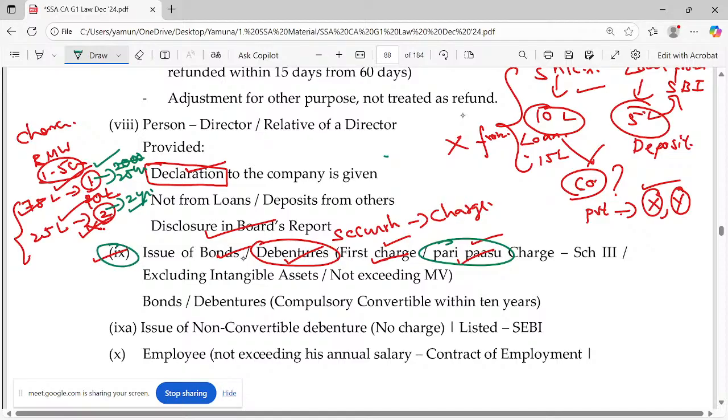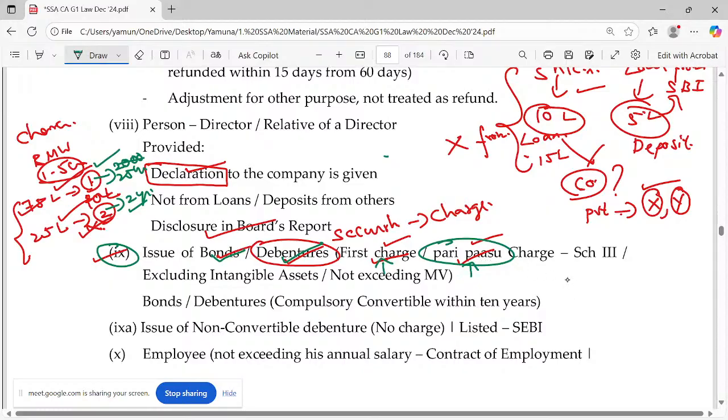Okay. So let me start from the beginning. This 9th point: receiving any money in terms of bonds. The heading need not be loan, and the heading need not be deposit. But what is it? Bonds. Else debentures. What's the nature of debentures here? Debentures carrying a security, creating first charge or pari passu charge.